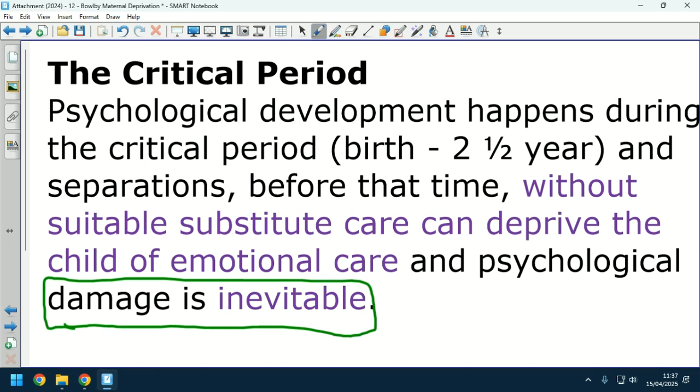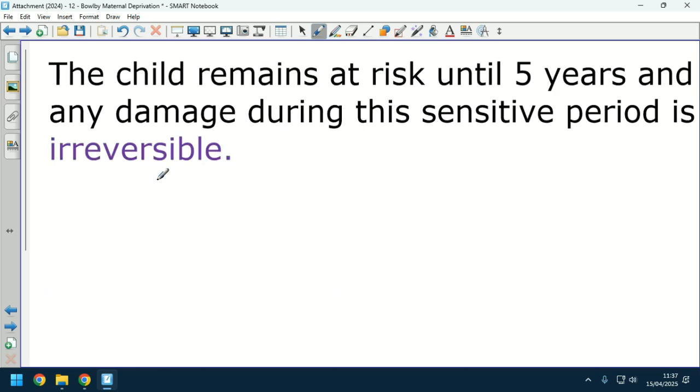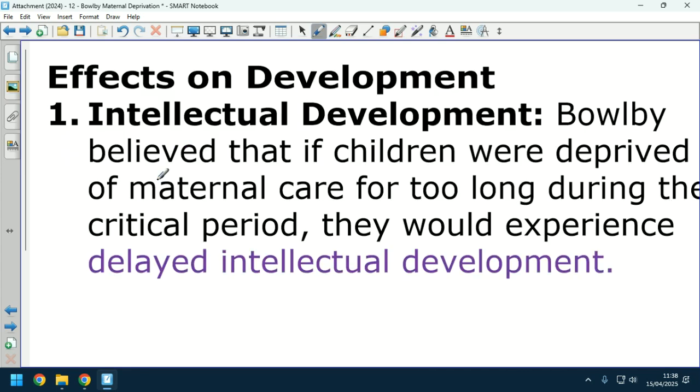And so after 2.5 years, the child is likely to be damaged. He also says that there's a sensitive period of up to 5 years, where the child will also be at risk. And then another key element of this particular theory is the idea that it's irreversible. So if the child has experienced this, they'll not be able to overcome it. And that's going to be important for one of our evaluation points later.